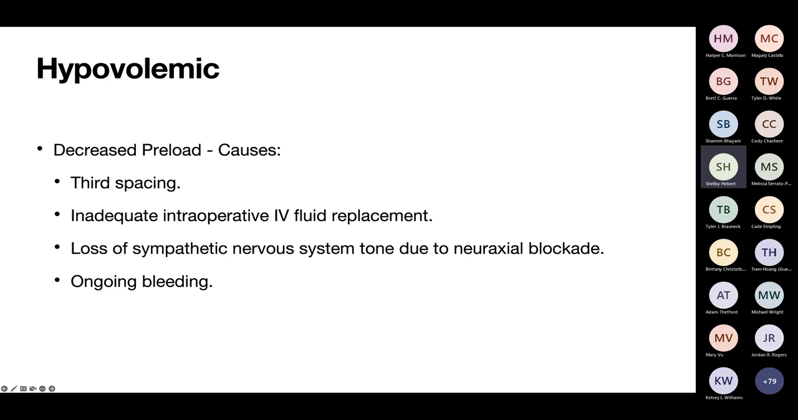The other thing you might see is it could be artificial. They may lose sympathetic tone because of a neuraxial blockade. So if you give somebody a spinal, you'll see that you get pretty systemic vasodilation quickly. So heart rate goes down, blood pressure goes down.